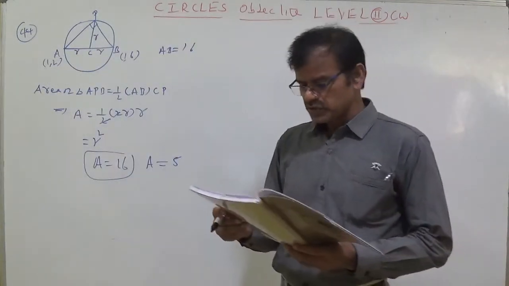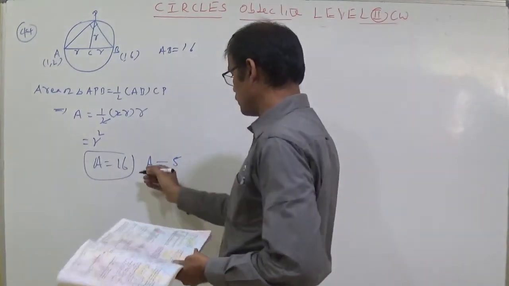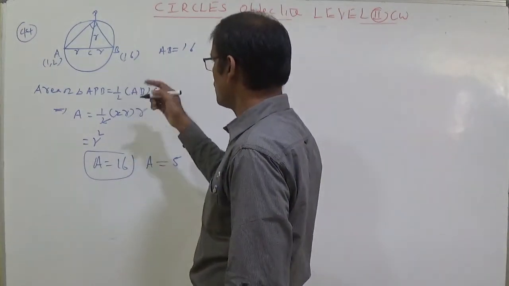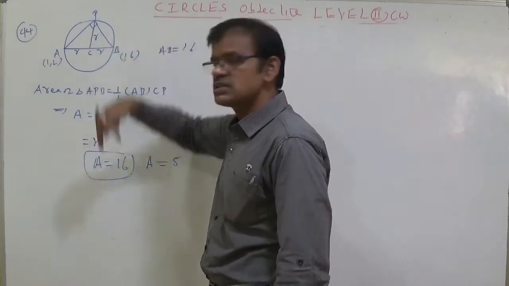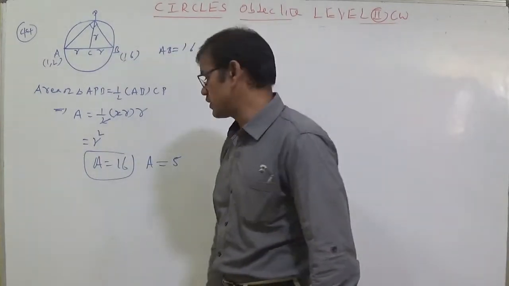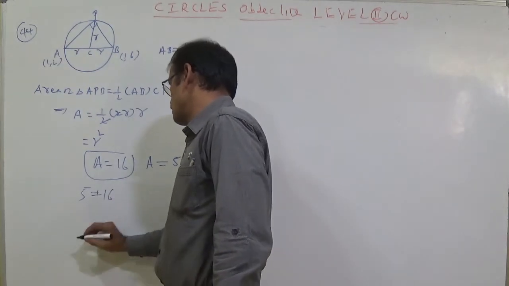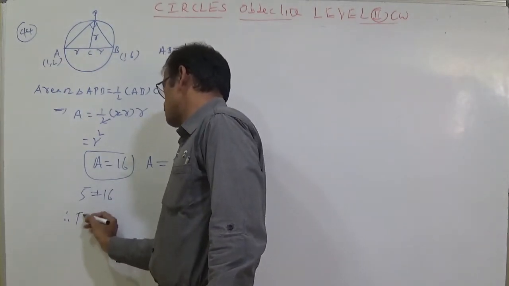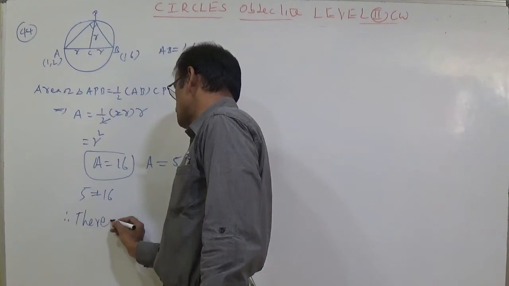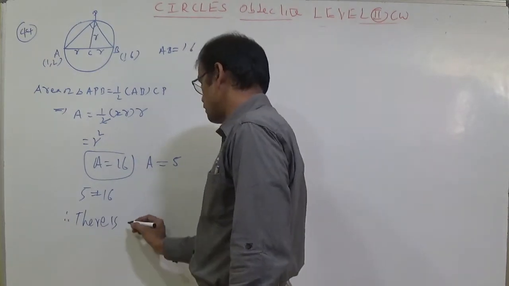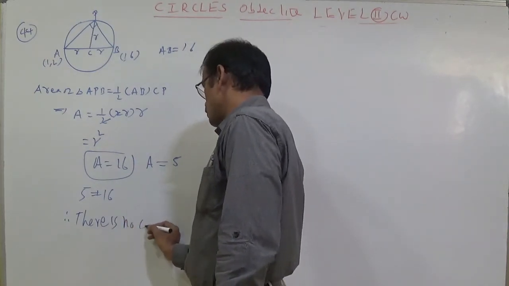Number of positions of P, where the area given is 5, but the area is 16. Whenever the area is 5, P should be inside the circle, but P is not on the circle. So 5 is not equal to 16, so it is wrong. There is no possible way to locate the point P. There is no chance.